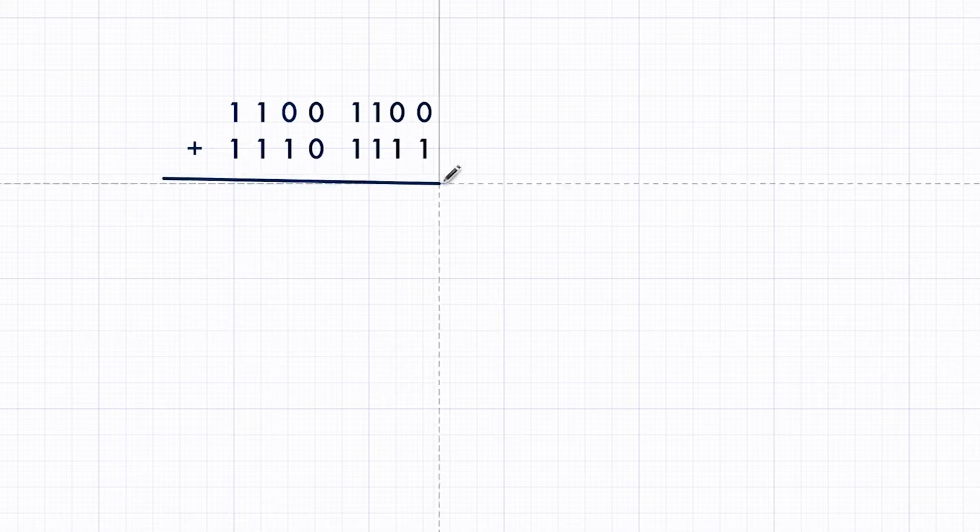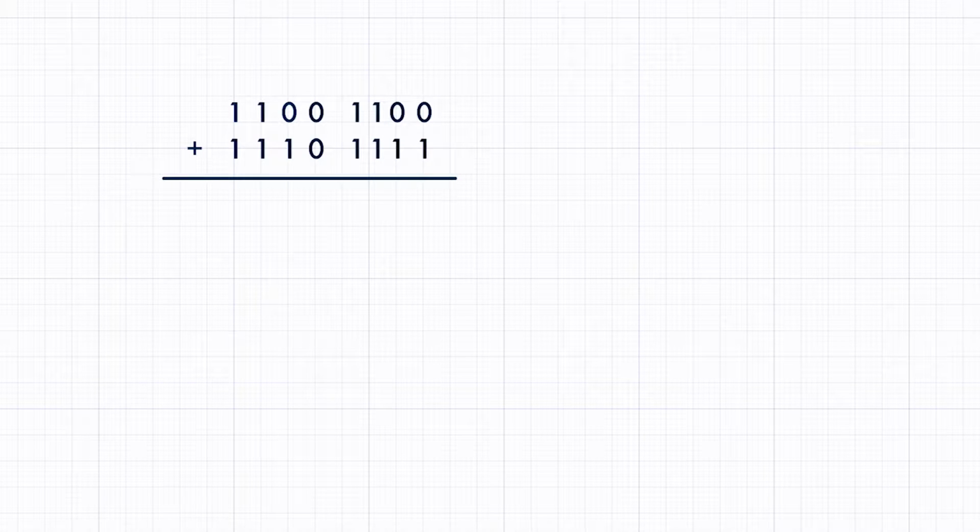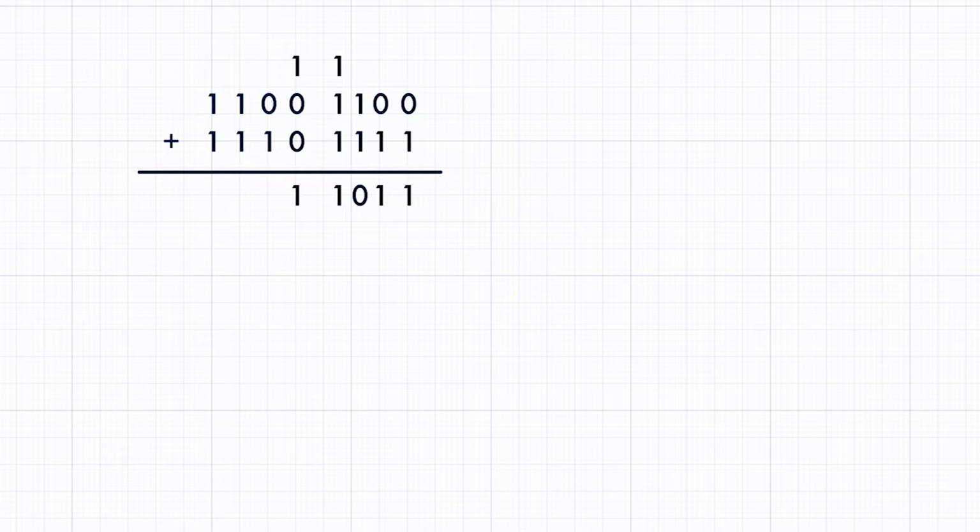Let's write down the 2's complement numbers of A and B into the addition operation format first. And then we focus on the LSB of A and B. 0 plus 1 equals 1. As 1 plus 1, we should put 1 as carry-in to the front bit. In a similar way, we can do the rest of the calculation step by step.